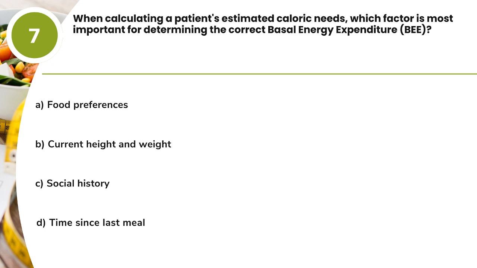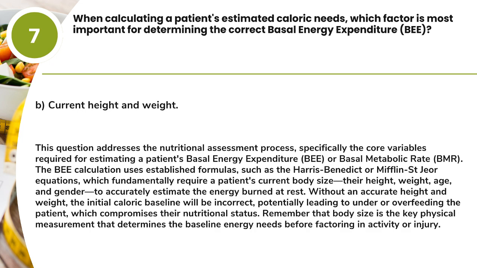basal energy expenditure? A. Food preferences. B. Current height and weight. C. Social history. D. Time since last meal. Answer B. Current height and weight.